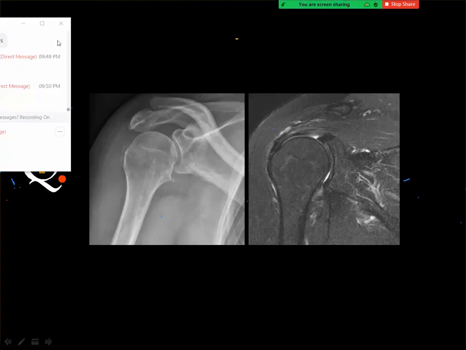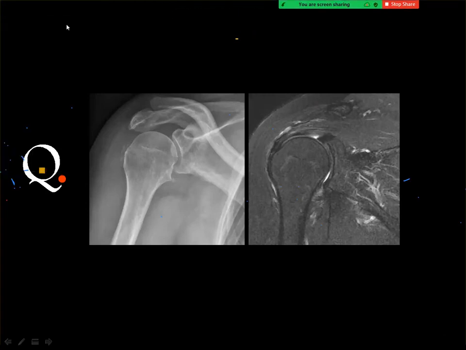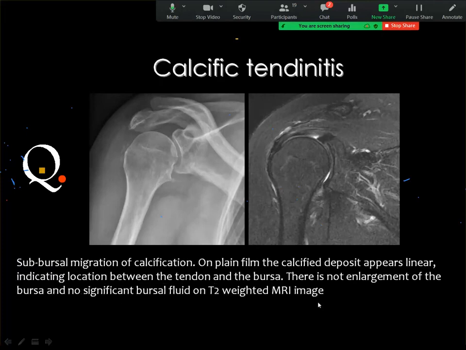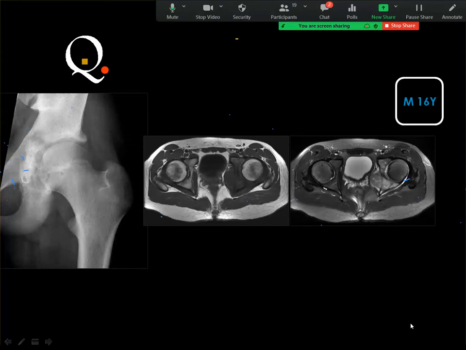Calcific tendinitis, yes, Ahmed, this is right, calcific tendinitis. And you got in the plain X-ray these foci of calcium along the insertion site of the supraspinatus tendon, which are not clearly seen in the MRI because of the low signal of the calcium as well as the low signal of the tendon itself. Next case.